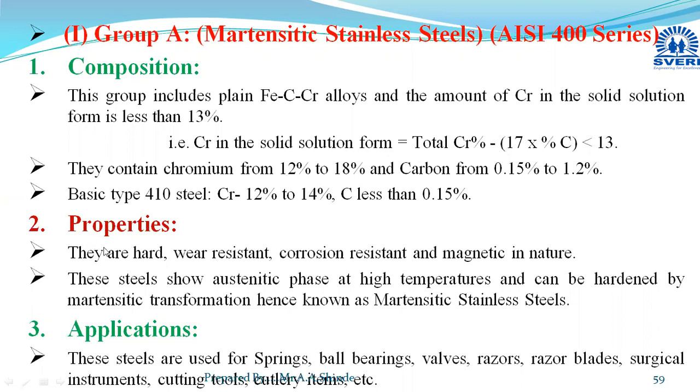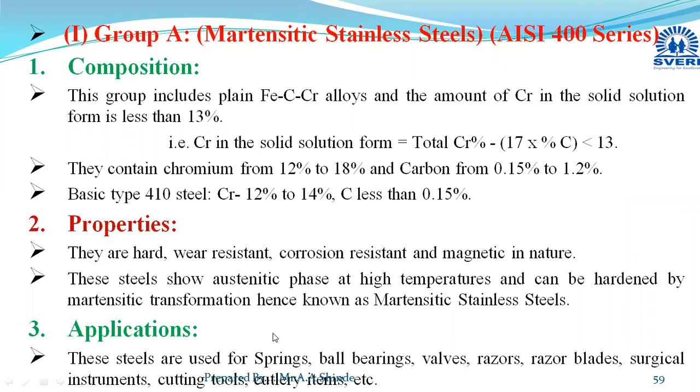And we have already discussed the properties due to the presence of martensite phase at room temperature. It is hard, wear resistant, corrosion resistant and magnetic in nature. Due to these properties, martensitic stainless steels are used for manufacturing of springs, different kinds of ball bearings, valves, razor blades, different types of cutting tools, surgical instruments, and cutlery items. These are applications of martensitic stainless steels.